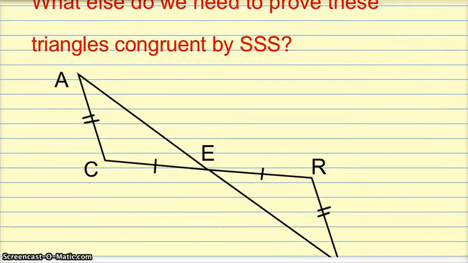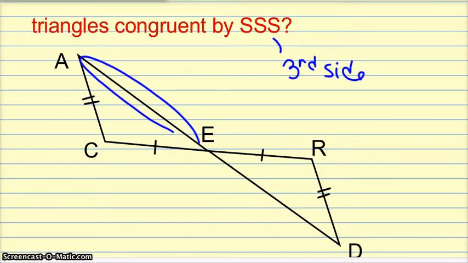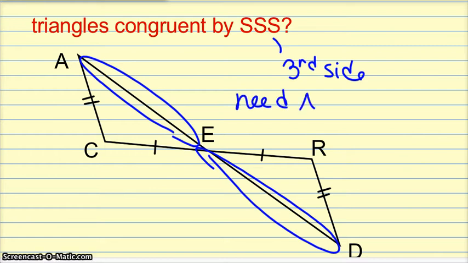Side, side, side. What else do we need to prove by side, side, side? Well, we need the third side, which would have to be this one here, congruent to that one there. So we still need segment AE to be congruent to segment DE.